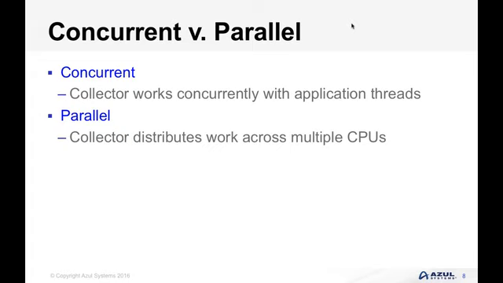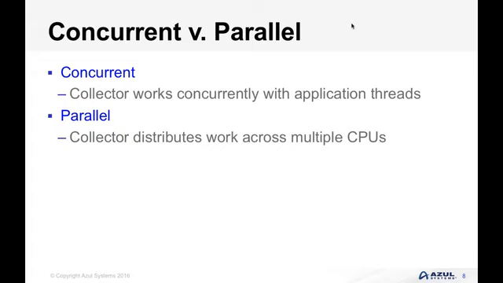Now, concurrent actually means parallel as well. So what we're talking about here is that you have the garbage collector, which may have a thread or threads running to do its work. You also have your application that has threads doing its work. When we talk about concurrent, we mean that the garbage collection can run at the same time as your application threads. So the garbage collection is doing its work as the application threads are doing their work.